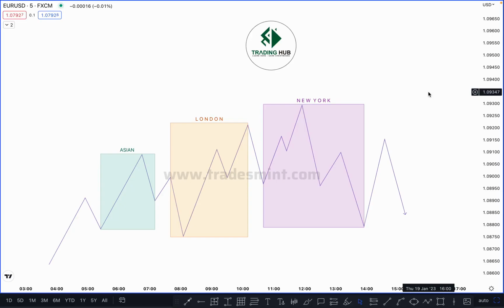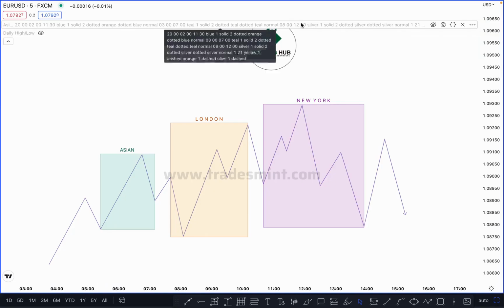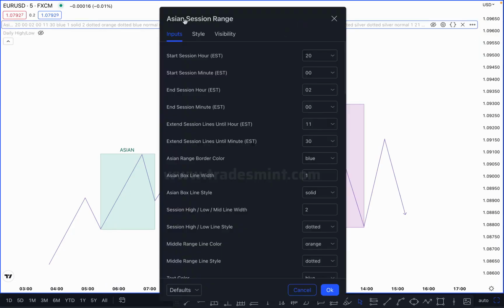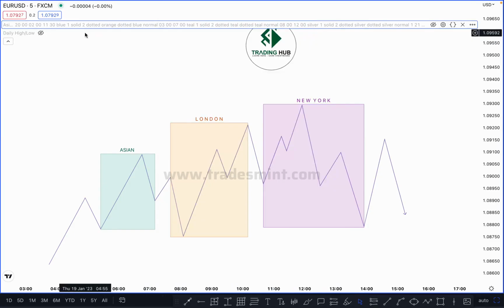So let's see how it actually works. First of all, look at this diagram. This one is our Asian session, this one is London and this one is New York, and every country has a different time zone. You can apply any indicator which will show you where our session is. For session timing you can apply this indicator. I'm using this one, Asian Session Range, simply available on TradingView. You can also apply any other which you like.